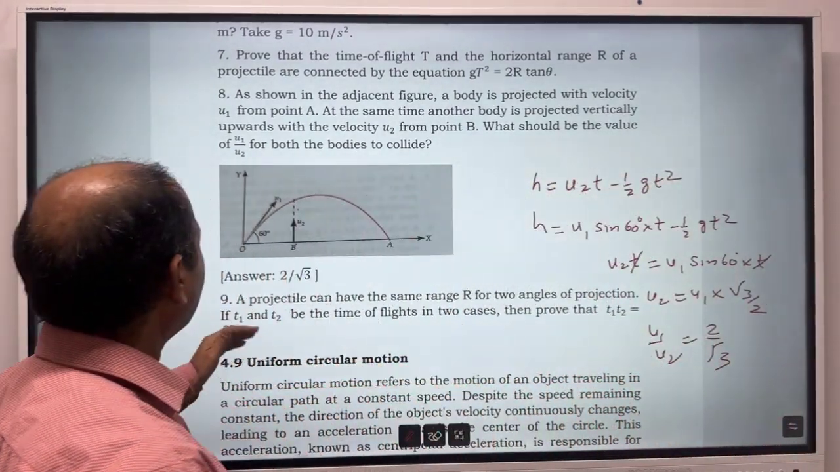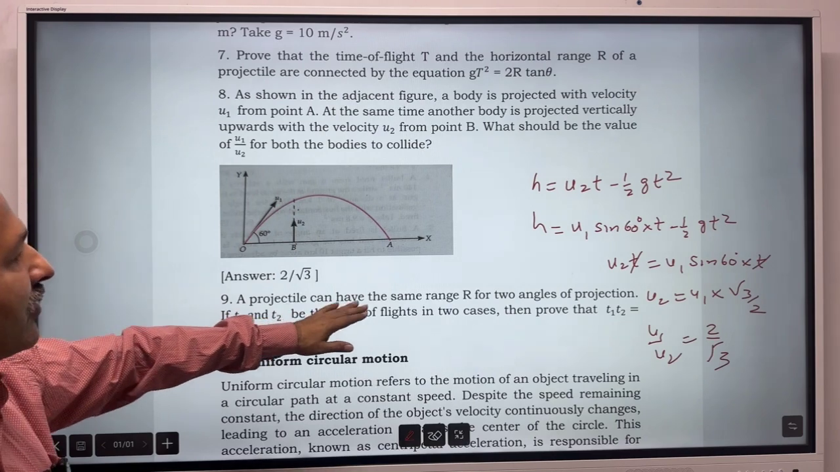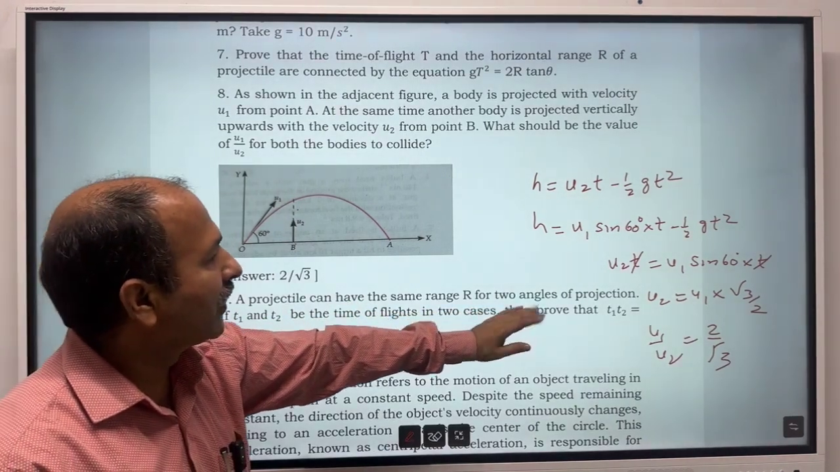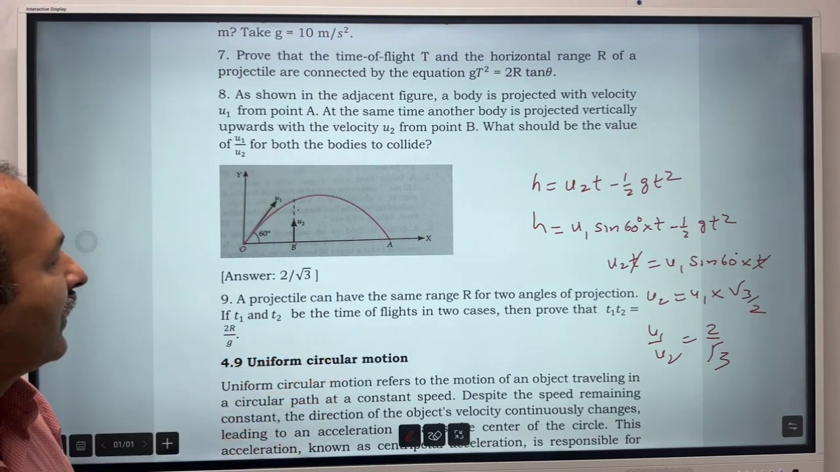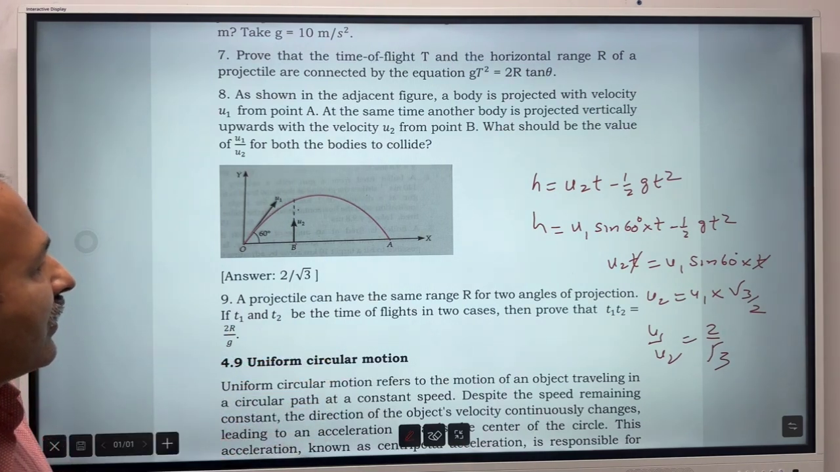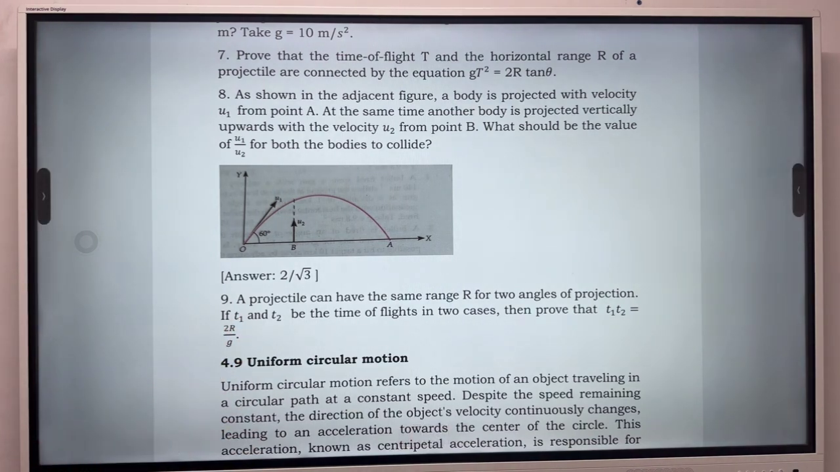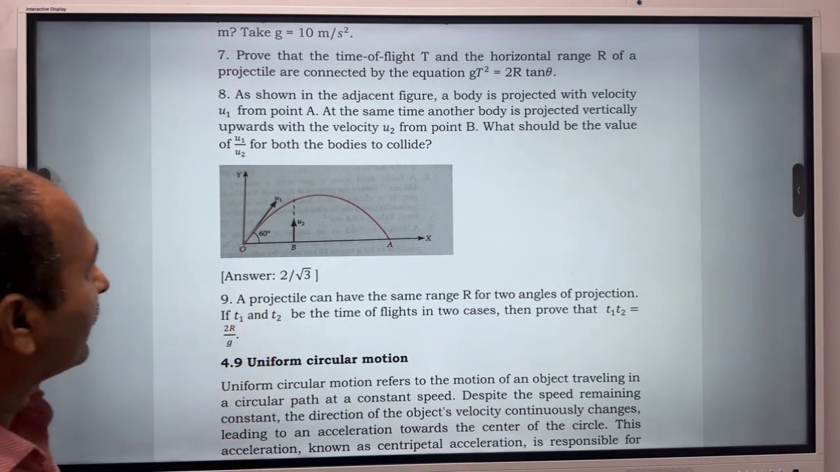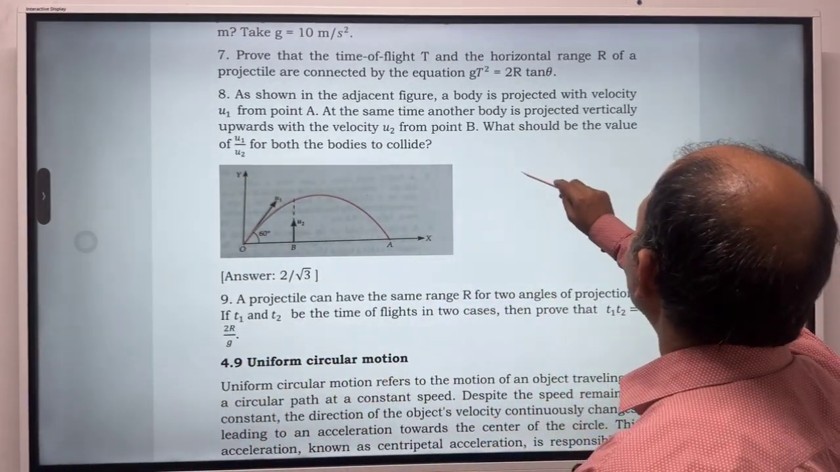Similarly, this question says that a projectile can have the same range R for two angles of projection. If t1 and t2 are the times of flight in the two cases, then prove that t1 t2 equals 2R upon g. I think you have understood the situation. This is the case when the horizontal range is the same for the two angles of projection.